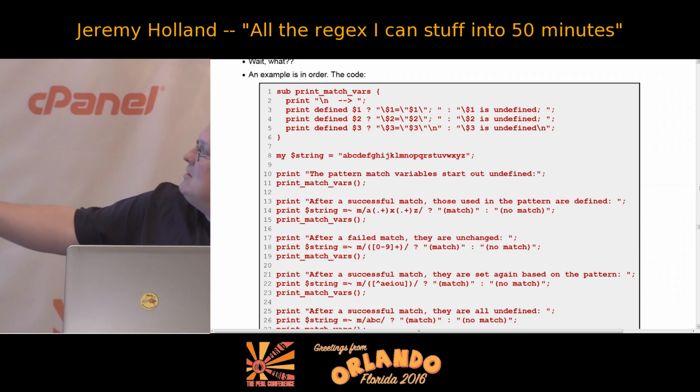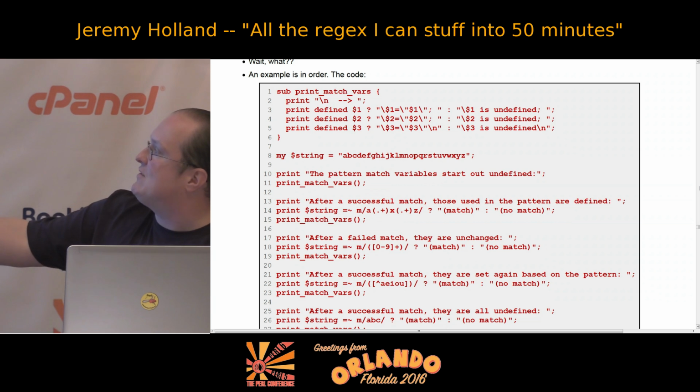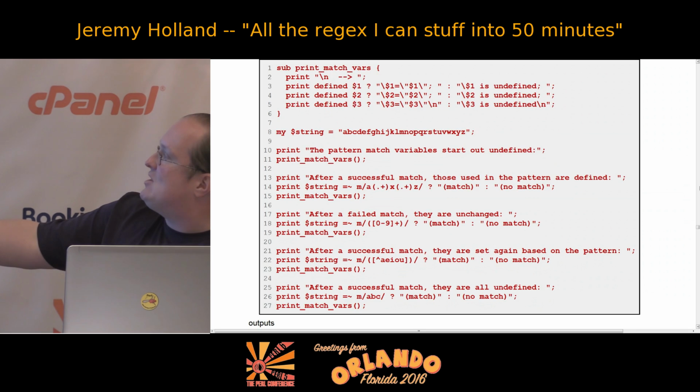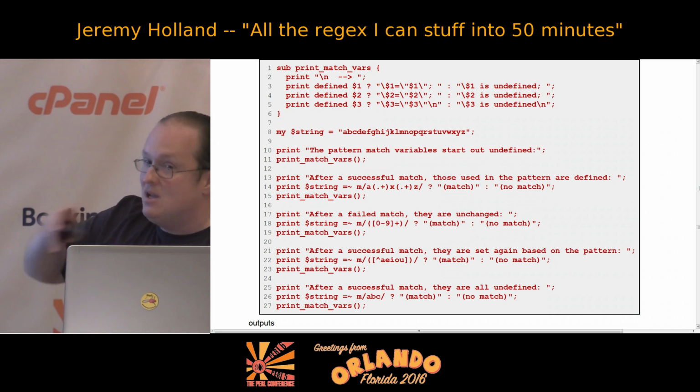We're going to match this string against a pattern to do some capturing. And then we're going to print out these match variables. So here's the successful match. I'm going to match A, and then some stuff in the X, and then some stuff in Z. And I'll print the match variables, which, notice, are special globals, so you don't need to actually pass them. But you should.